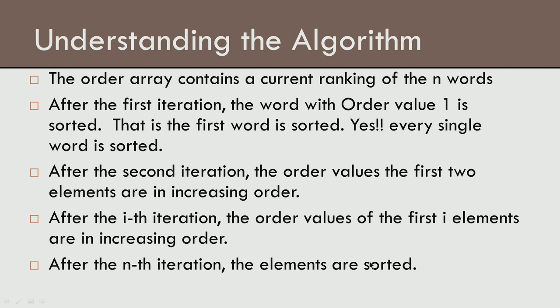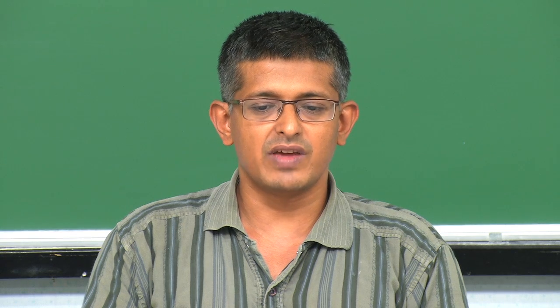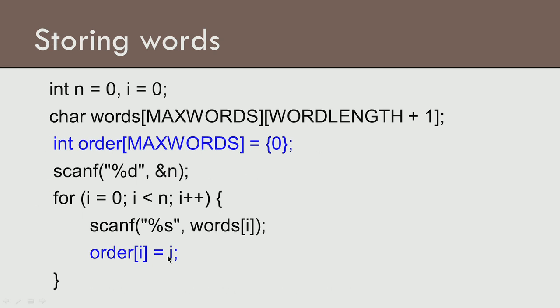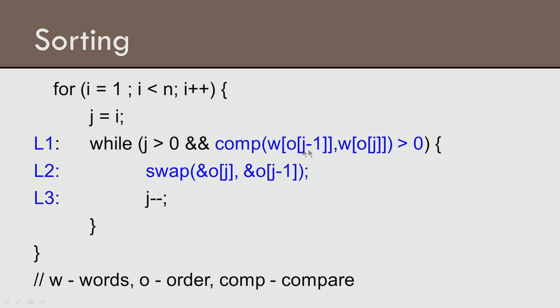Therefore, this is an algorithm to sort a given list of words. Observe that we have used insertion sort in a very clever way, using this order data structure or the order array whose values are changed, and using the comparison function of two words. Thank you.